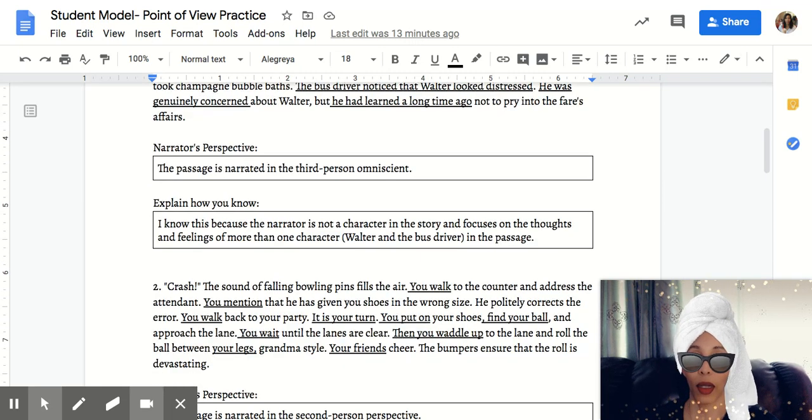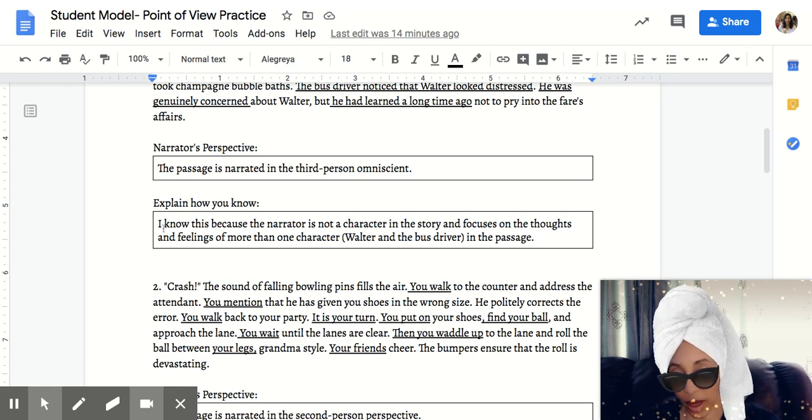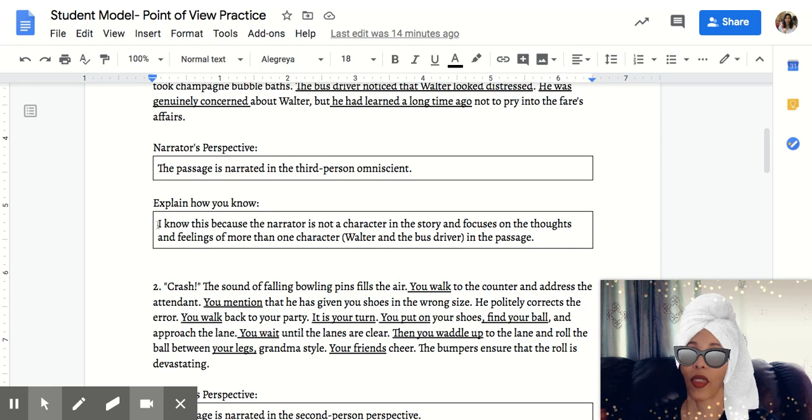Look at the explanation. I know this because the narrator is not a character in the story and focuses on the thoughts and feelings of more than one character, Walter and the bus driver, in the passage. A thorough explanation: complete sentences, ending punctuation, a capital letter that begins the sentence. This shows me that the student truly understands third person omniscient.